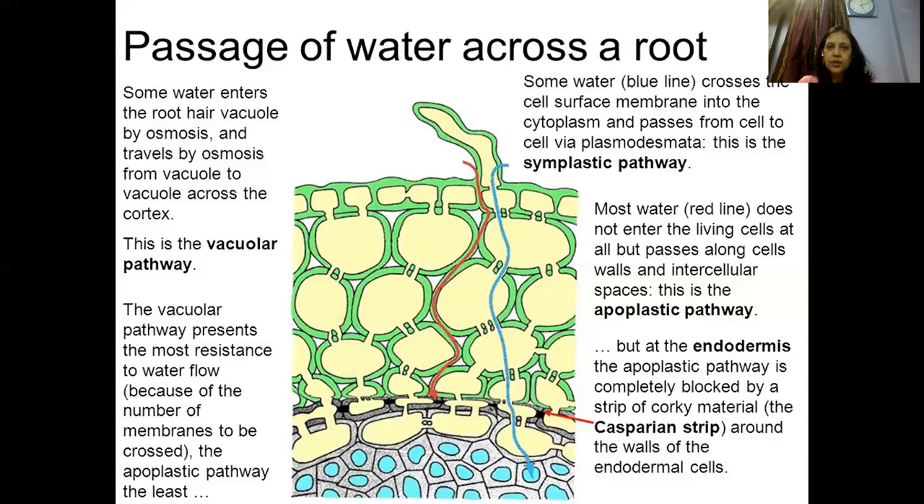Okay, so here you will see this blue line crosses the cell membrane into the cytoplasm and passes from cell to cell via the plasmodesmata. That is a symplastic pathway.